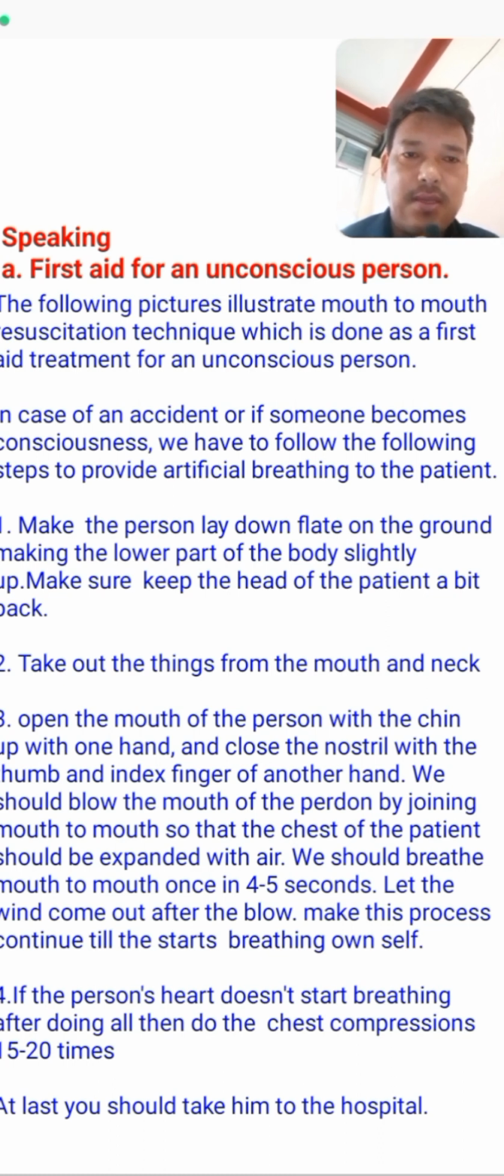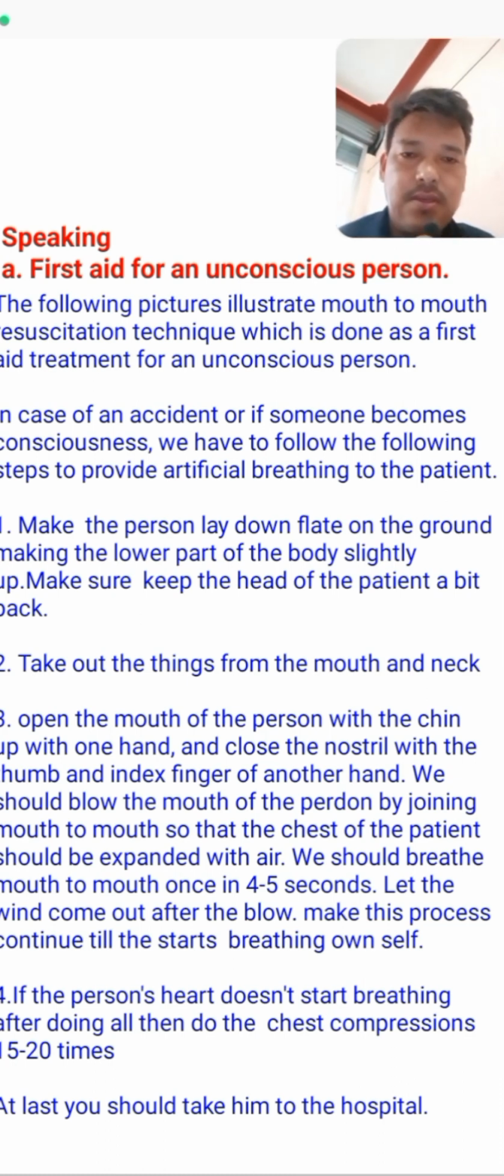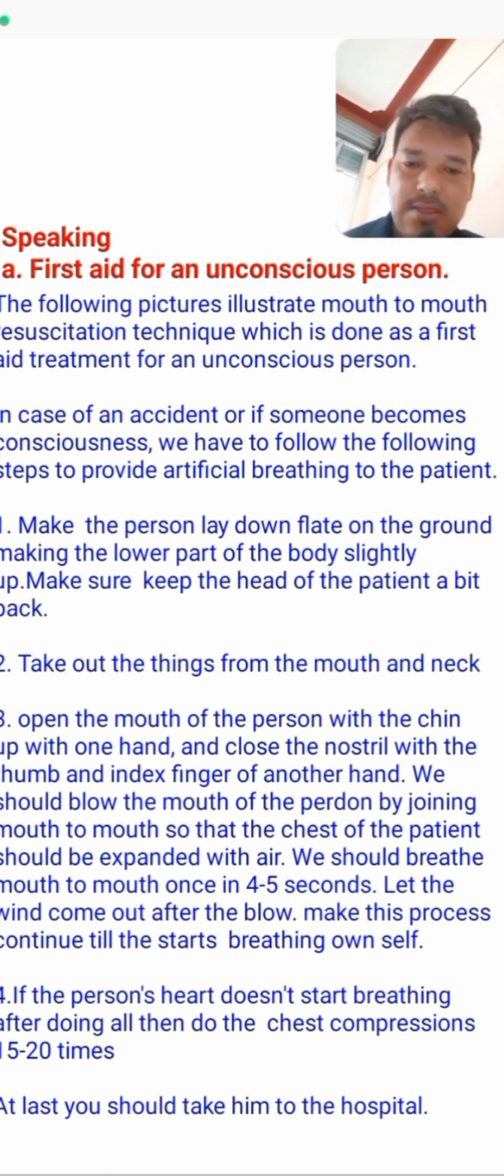times. And this is all, students, we need to do at the time when the patient or the person becomes unconscious. And at last, finally, students, we should take him to the hospital, and this is the last alternative. This is, students, all about speaking.